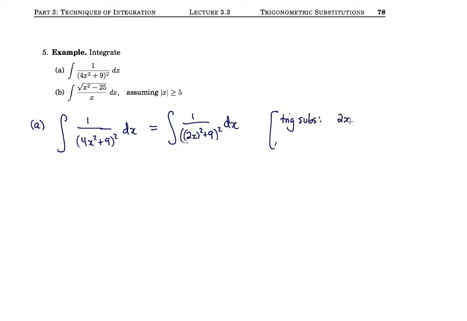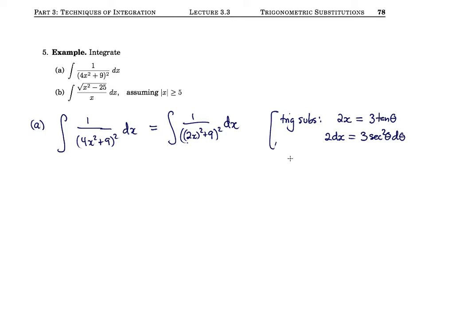We're going to replace 2x. Now since it's a sum of squares in the denominator, we're going to use the tangent function. So that's going to be 3 tan theta. And differentiating both sides, well, that becomes a 2 dx, and this becomes a 3 secant squared theta d theta.